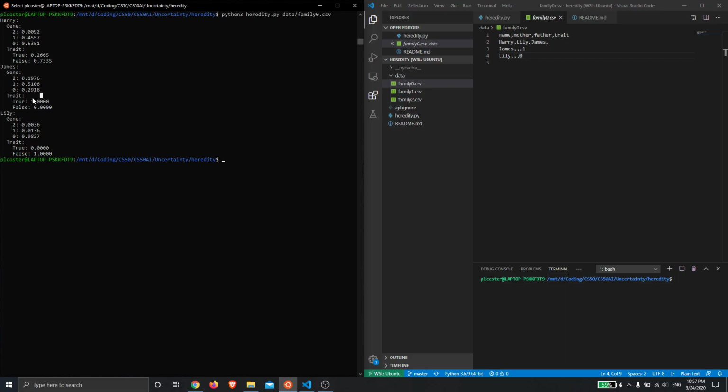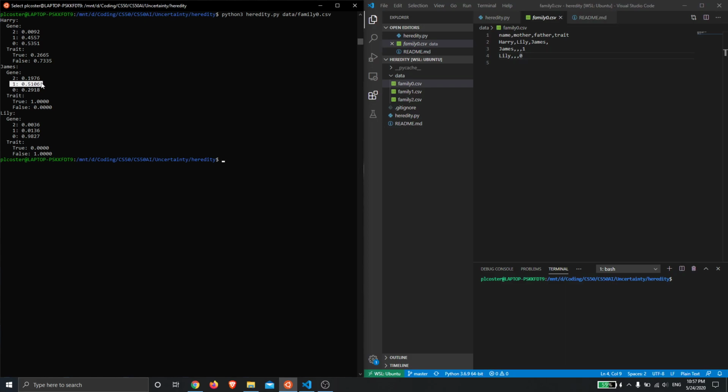James, on the other hand, we know he does have the trait, and so he has around a 20% chance of having 2 copies of the gene and around a 50% chance of having 1 copy of the gene. Now, if James has 2 copies of the gene, he will nearly 100% give a copy of the gene to Harry, and so Harry will have around a 20% chance of having 1 copy of the gene when James has 2 copies of the gene.